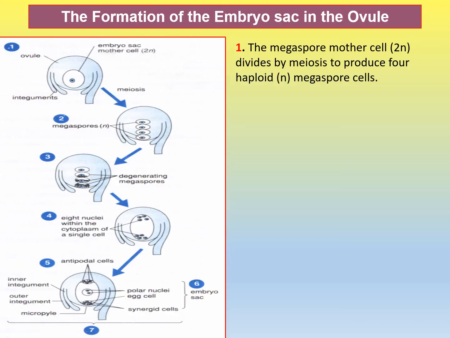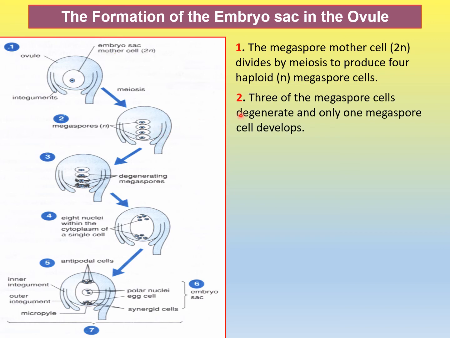The formation of the embryo sac in the ovule. Number one, the megaspore mother cell divides by meiosis to produce 4 haploid megaspore cells. This is haploid. This is megaspore. Okay, there are 4 here. And then 3 of the megaspore cells degenerate, and only 1 megaspore develops. Once it develops, the other 3 degenerate.